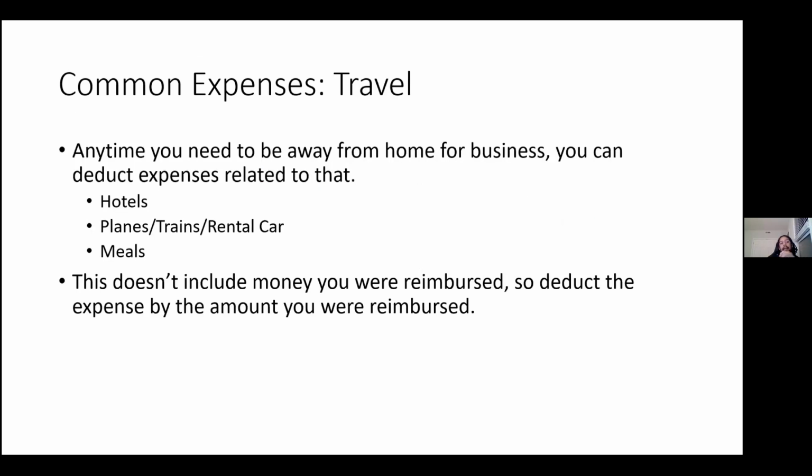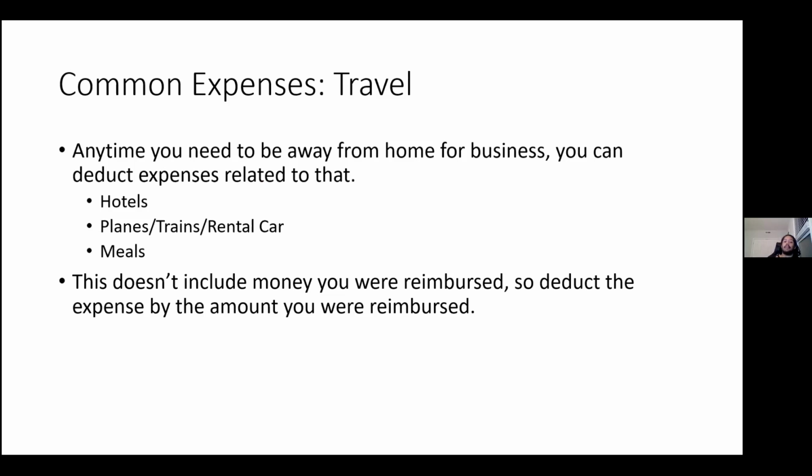So the next common expense is travel. Anytime you need to be away from your home for business, you can deduct expenses related to that, period. So that's hotels, planes, trains, rental cars, so any sort of transportation, and meals. These travel meals are not lumped into the same sort of business meals. These meals are 100% deductible. But now everything is 100% off, so it doesn't really matter.